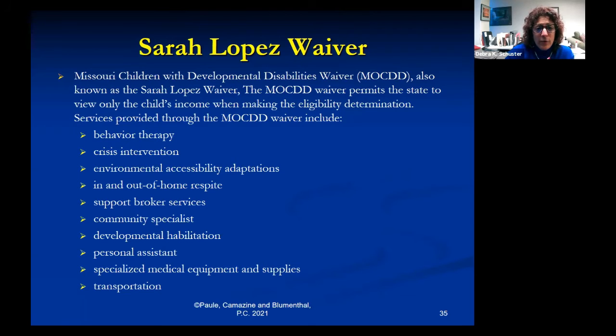So the Sarah Lopez waiver permits the state to view only the child's income when making an eligibility determination. And very often, children don't have any income. So this is not an issue. And so some of the services that are provided through the Sarah Lopez waiver are behavioral therapy, crisis intervention, accessibility adaptations for the home, in and out of home respite care, support broker services, community specialists, habilitation programs, personal assistance, specialized medical equipment and supplies and transportation. So it really tries to provide a more holistic wraparound program than institutionalized care.